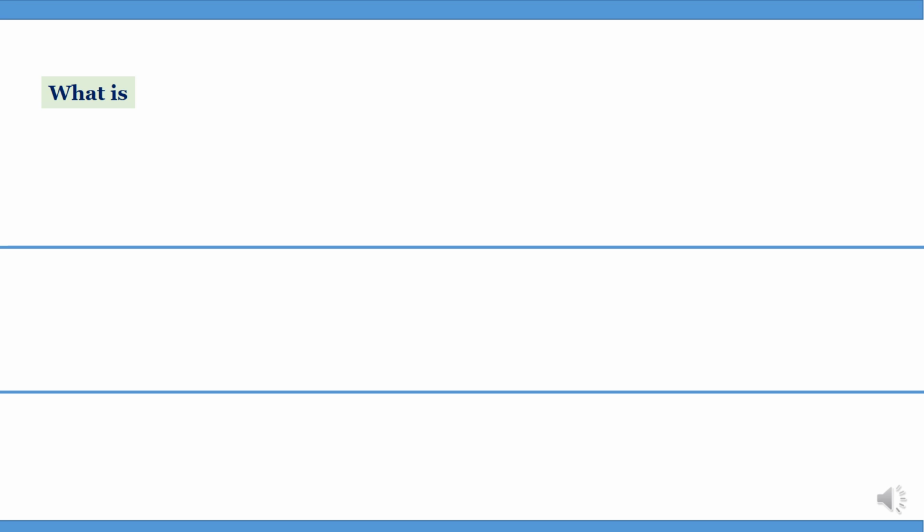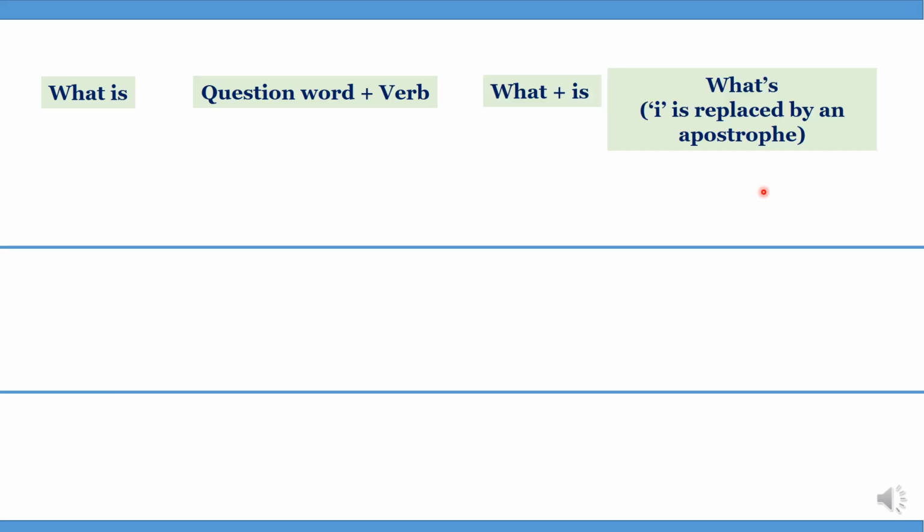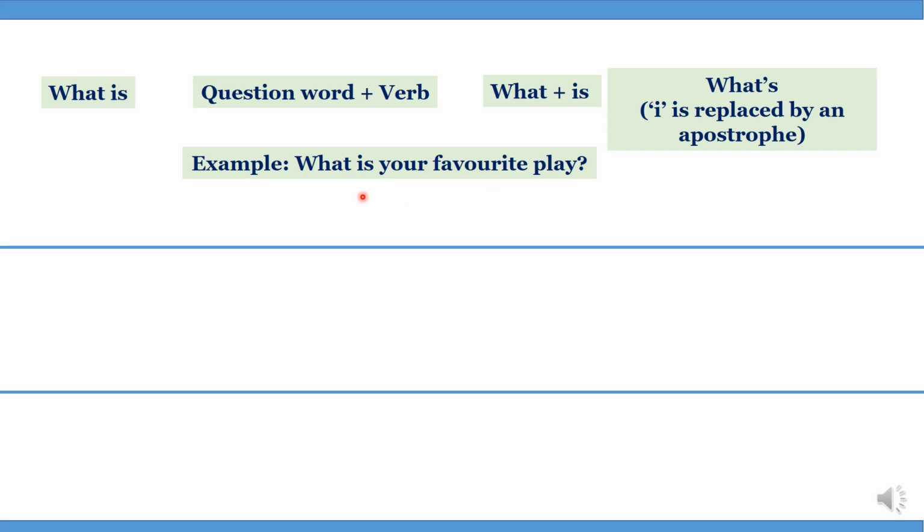Next, what is. Now, what is is a combination of a question word and a verb, that is what plus is. After contraction, it becomes what's, wherein the letter I is being replaced by an apostrophe. Example, what is your favorite play? Now, this is without contraction. What's your favorite play is with contraction, wherein the letter I is being replaced by an apostrophe.